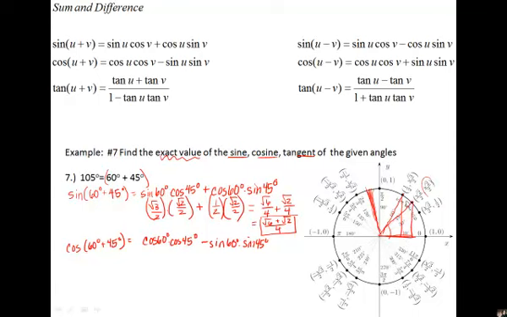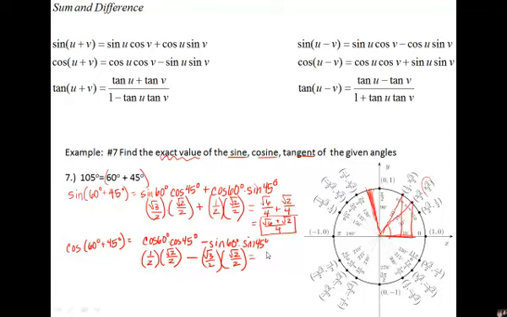But cosine of 60 is going to be that 1/2, that shorter leg. Cosine of that 45, well 45 we always know is the square root of 2 over 2, and we're in quadrant 1, so they're all positive. Minus sine of 60, sine of 60 would be that longer leg, so the square root of 3 over 2, times sine of 45, the square root of 2 over 2.